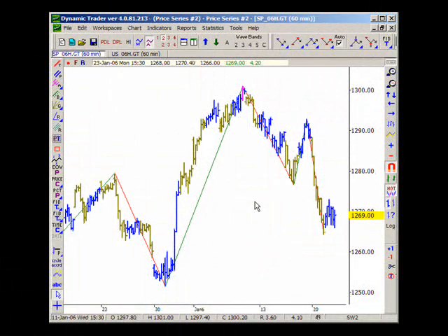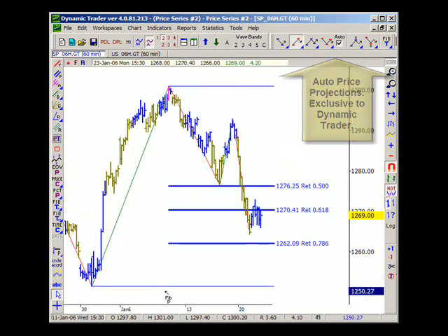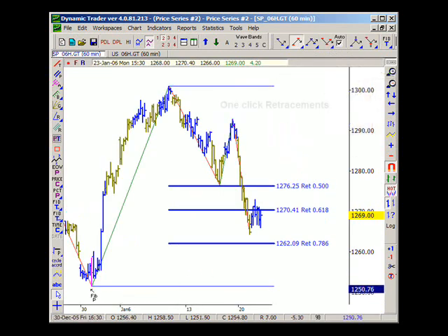Well, before we wrap up the whole tutorial, I did want to show you one other function in the Dynamic Trader program that makes doing all these price projections even faster, even easier, even more accurate. We call it the auto retracements and alternate price projections. For instance, rather than clicking on a low and a high when we do our retracements, we can simply make one click, and it doesn't even have to be exactly on the bar to instantly do all of the retracements.